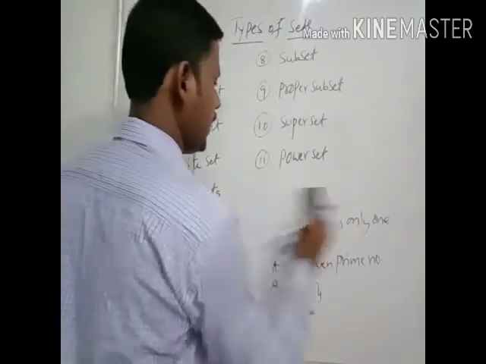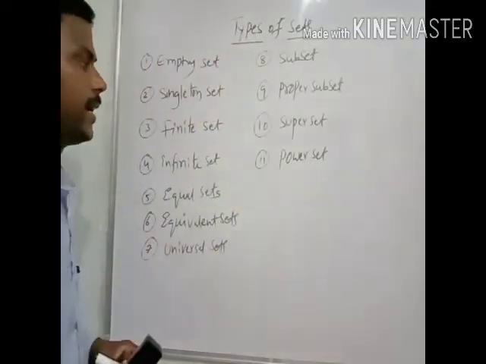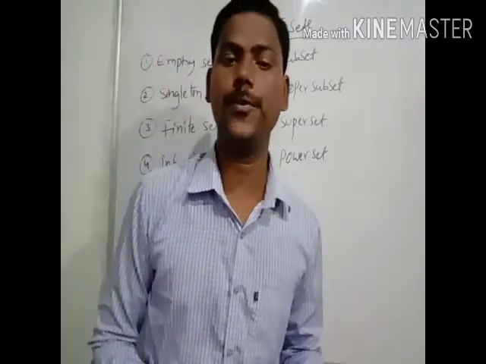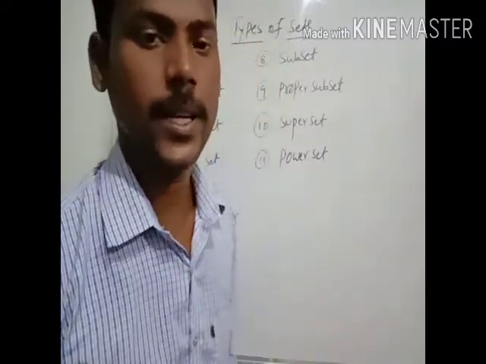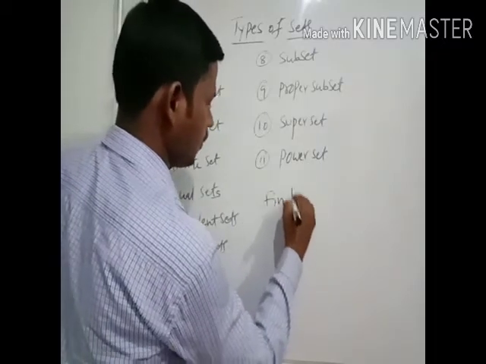Next, finite set. What is a finite set? A set containing a finite number of objects or a finite number of elements is called a finite set. Okay, children?